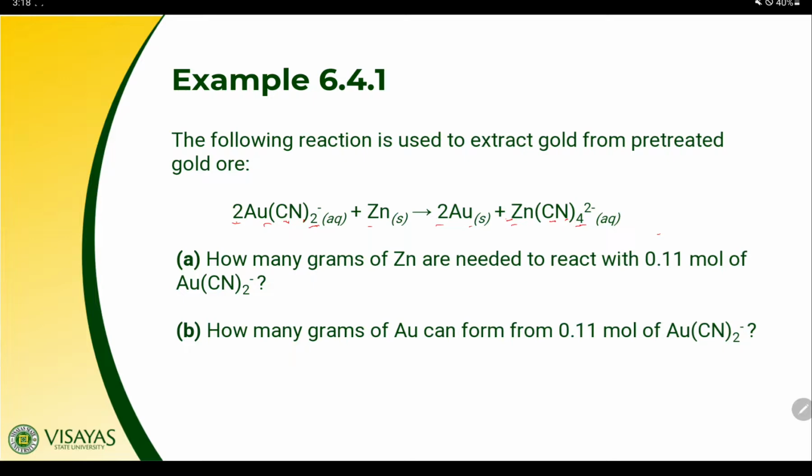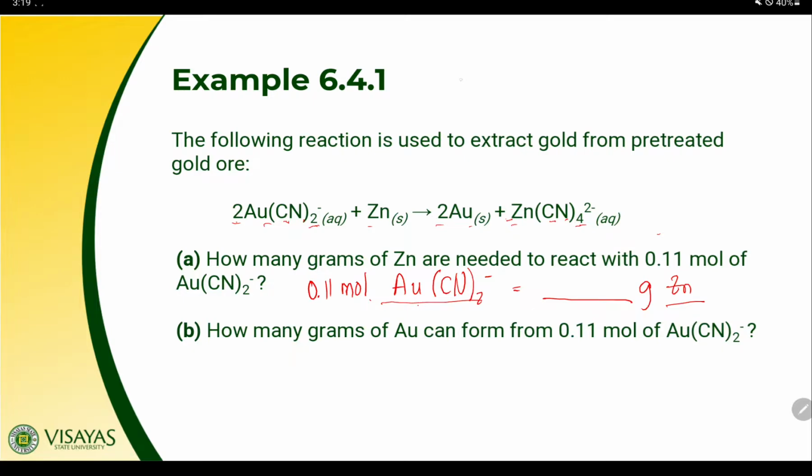So in the first question, we are given 0.11 mole of this. We have to convert that into gram of zinc. Okay, so we have one substance converted to another substance. Of course, we need a balanced chemical equation. How do we do this? In converting mole of gold(I) cyanide to gram zinc, what do we do first?